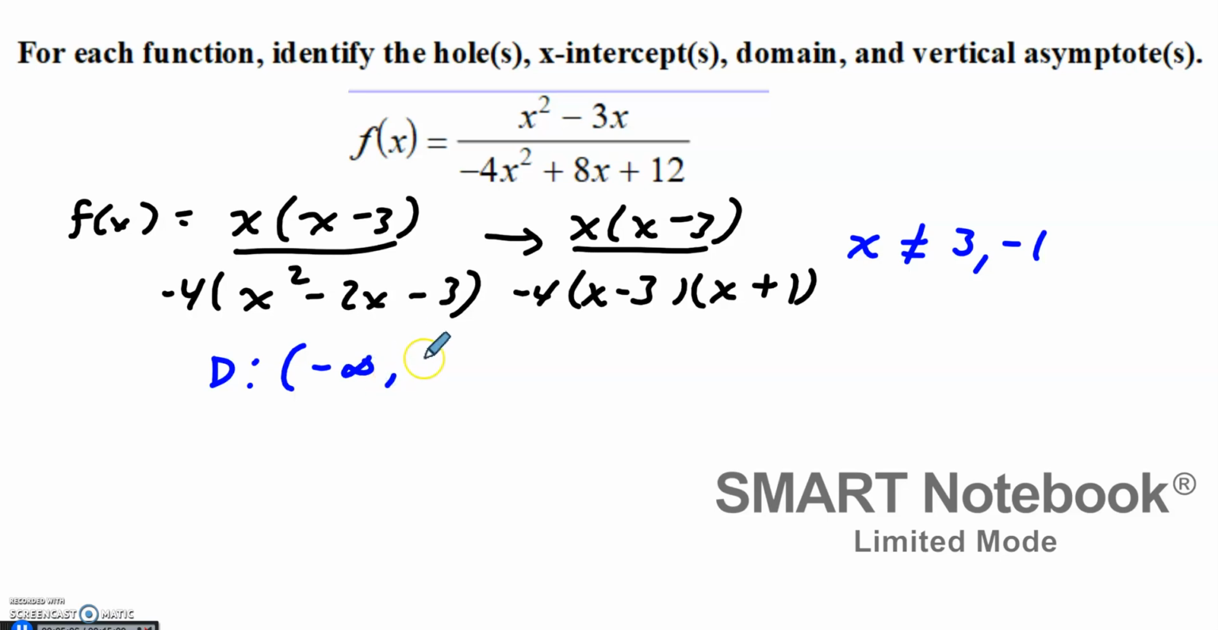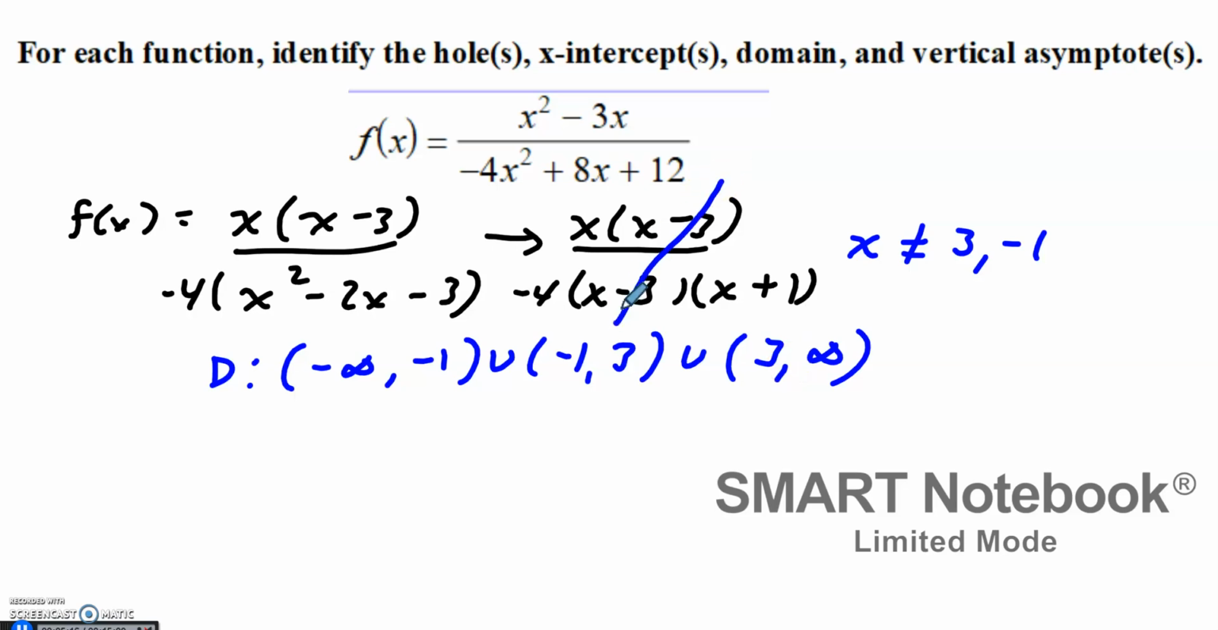So it would be negative infinity to negative 1, union negative 1 to 3, union 3 to infinity. Now that we found the domain, we can cross out the repeated factors, and that leads to what holes we have. Only one thing crosses out, so our hole is going to be 3 comma something, and it's 3 because you set x minus 3 equal to 0 in your head.